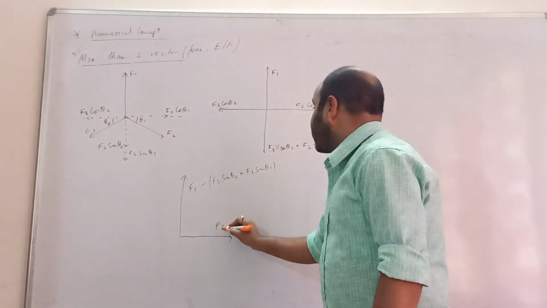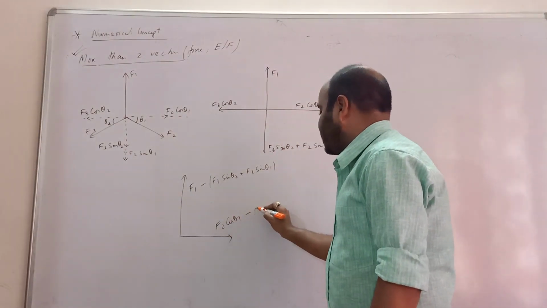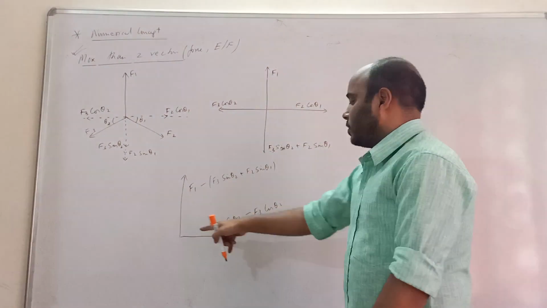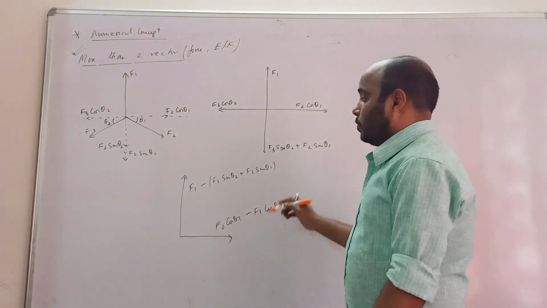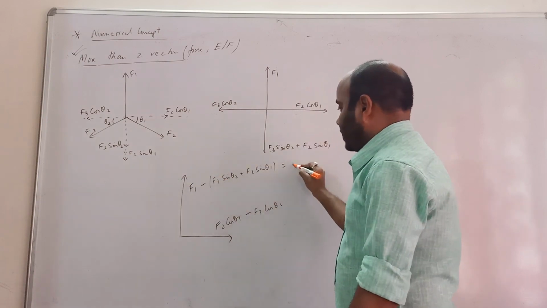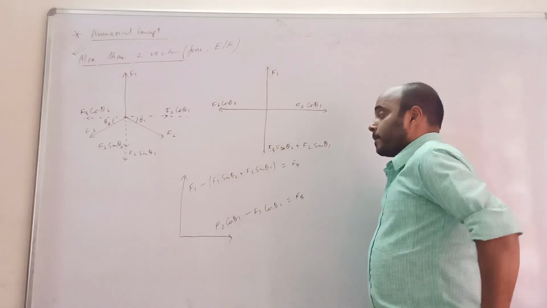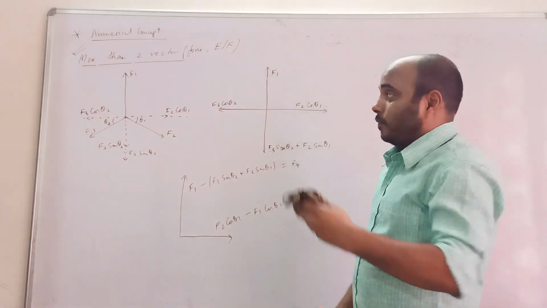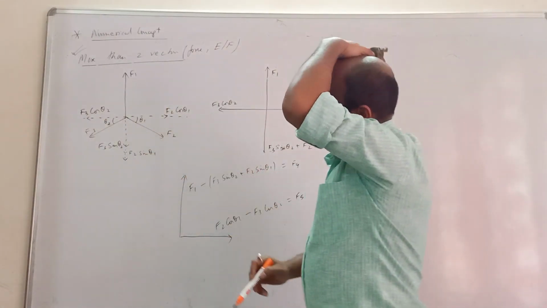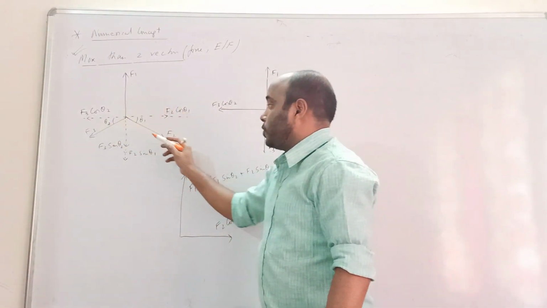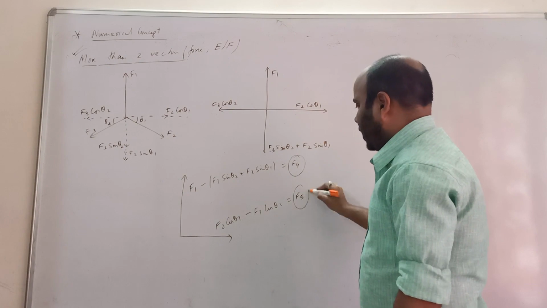So I am considering it as F2 cos theta 1 minus F3 cos theta 2. This minus this, and towards the bigger. So I am considering this whole as F4 and this whole as F5. Okay, now see what I did. We have initially three forces. We resolved it. We converted these three forces into two forces F4 and F5.